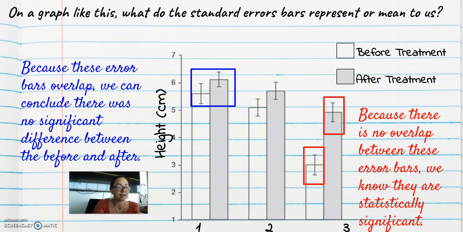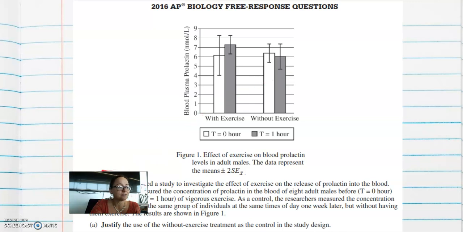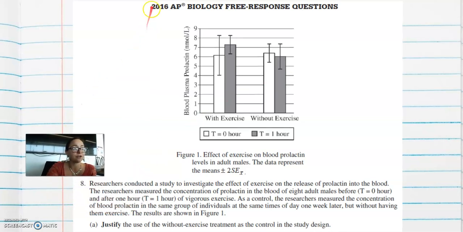Now, when I look at how this may be asked on a test, this is an FRQ from 2016. You can't see part B down there because I don't have it recorded, but basically they wanted to know if the amount of prolactin in the blood was affected by exercise. They measured prolactin at 0 hours, beforehand, and then they exercised, and an hour later measured prolactin.